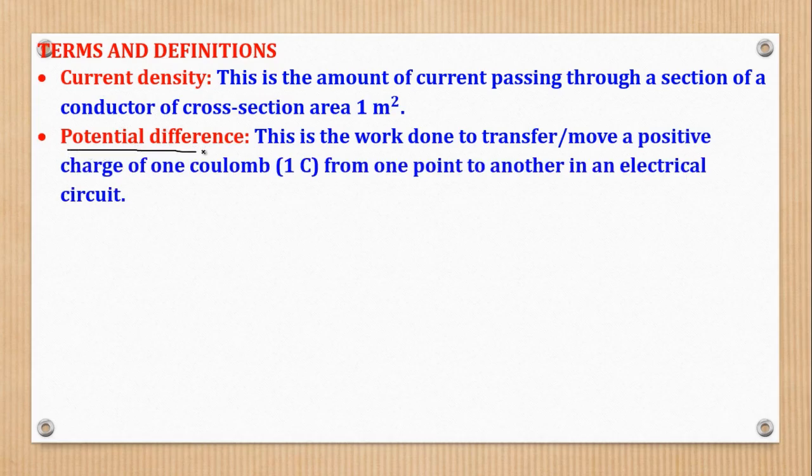Next is potential difference, and this is the work done to transfer a positive charge of 1 coulomb from one point to another in an electrical circuit. So know that the charge has to be positive 1.